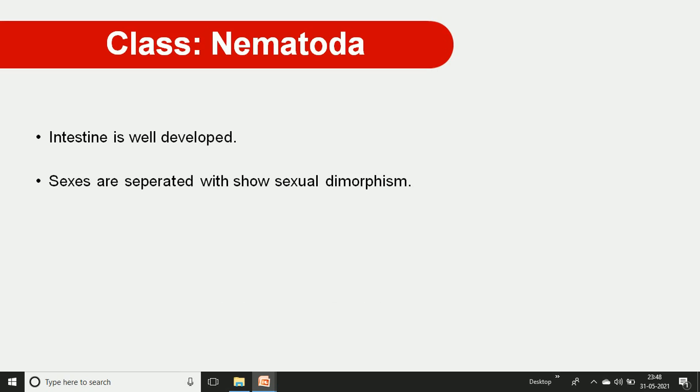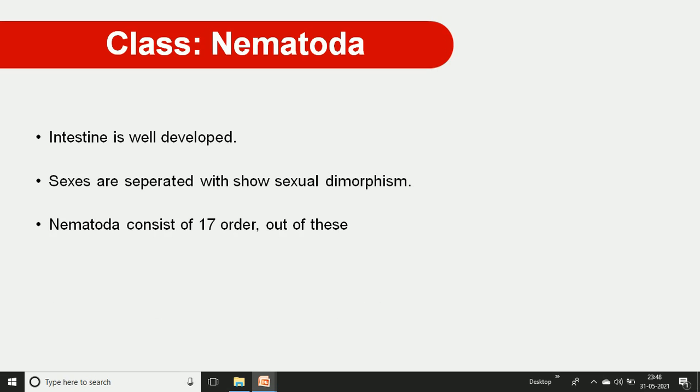Then the sexes of these nematode worms are separate, and they also show sexual dimorphism. What is sexual dimorphism? That means the male body and female body show specialized characters of the male and female structures.